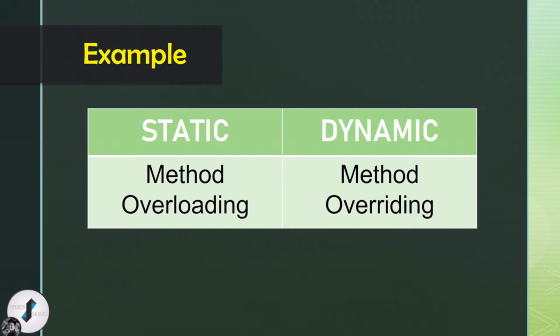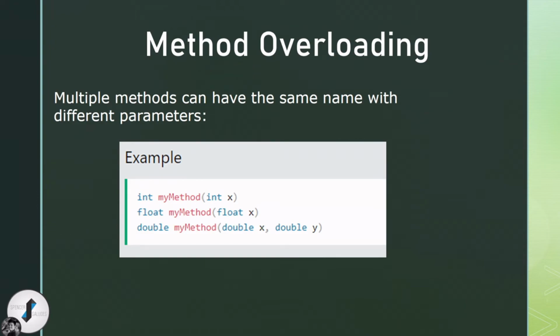An example of static polymorphism is method overloading, while dynamic is overriding the method. Ang method overloading is we have multiple methods, same name siya, with different parameters. Example, si int, may method, may parameter siyang integer. Si float, may method, same name, but with different parameters. Tapos si double, may method, different parameter din siya, may dalawa siyang double. So, yan yung tinatawag na method overloading.